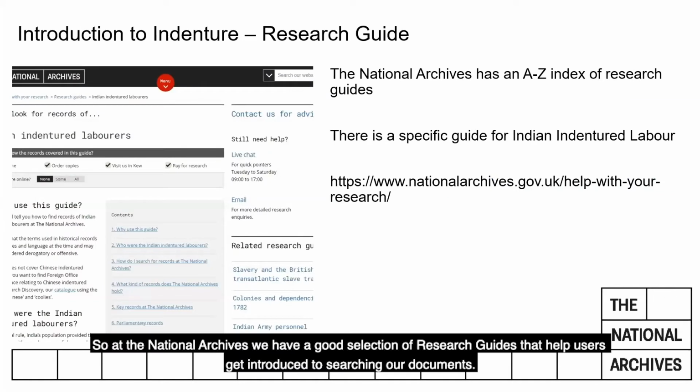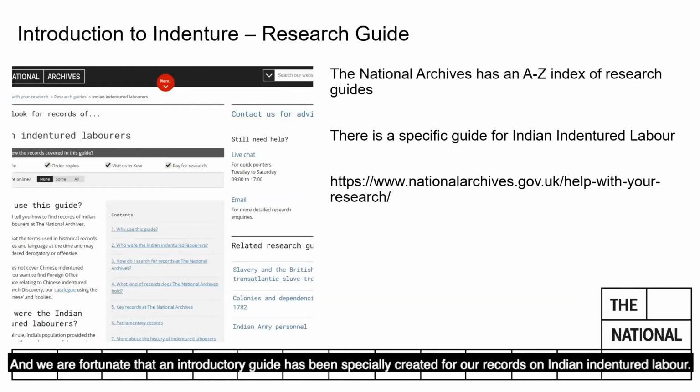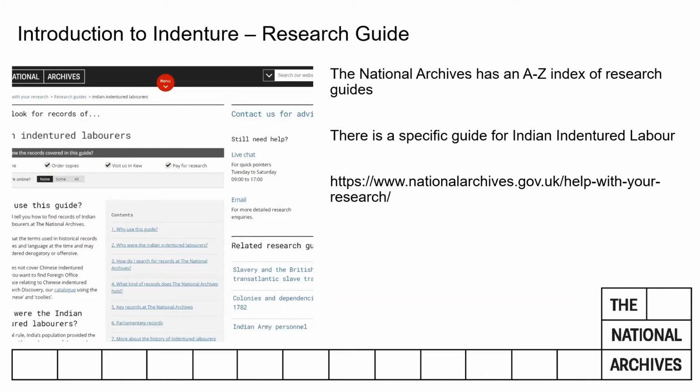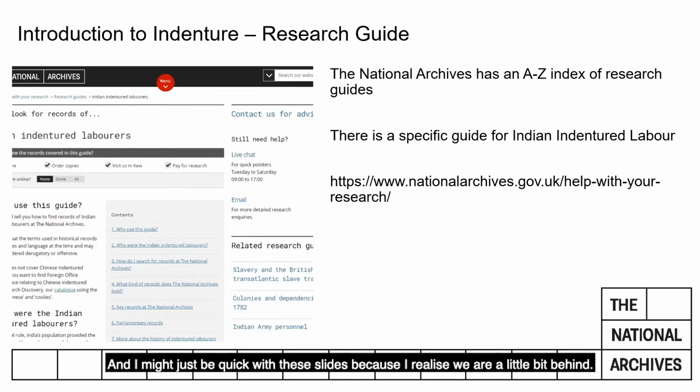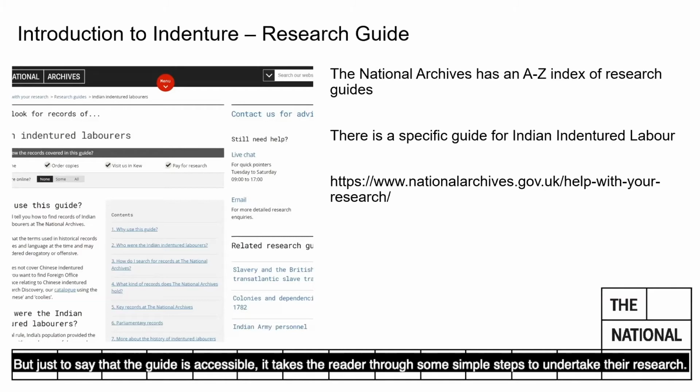So at the National Archives, we have a good selection of research guides that help users get introduced to searching our documents. And we are fortunate that an introductory guide has been specially created for our records on Indian indentured labour. So this guide is available, and I've got the link up there, so we can obviously send that through as well. And I might just be quick with these slides because I realized that we're a little bit behind, but just to say that the guide is accessible. It takes the reader through some simple steps to undertake their research.